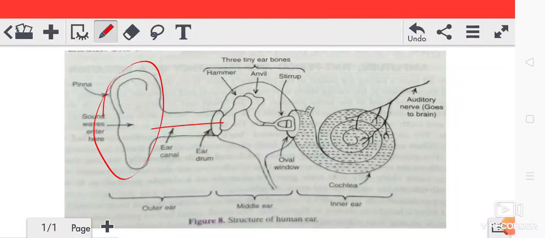And at the end of the ear canal there is a thin elastic circular membrane which is called the eardrum, and it is stretched tightly.